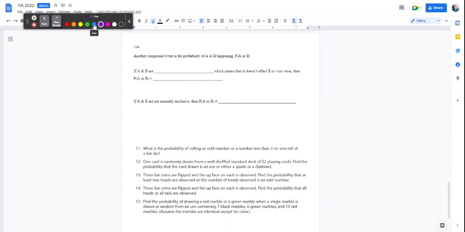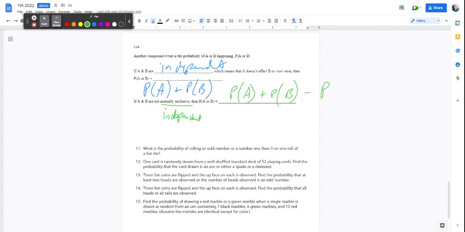Now let's talk about the probability of A or B happening. If A and B are mutually exclusive, which means A doesn't affect B or vice versa, then the probability of A or B is the probability of A plus the probability of B. If they're not mutually exclusive, then the probability of A or B is the probability of A plus the probability of B, but we subtract the probability of A and B.